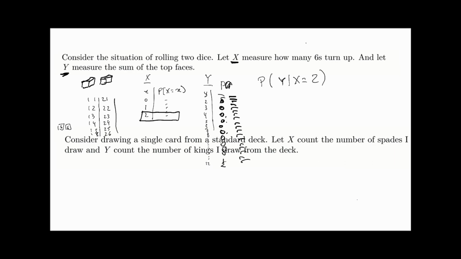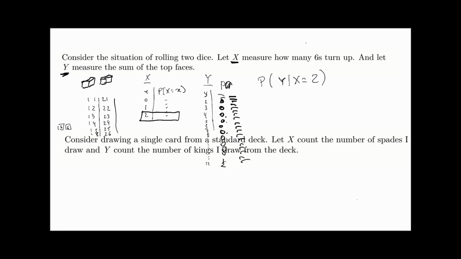Consider drawing a single card from a standard deck. So x counts the number of spades I draw. So I will draw just one card. So x is the number of spades. And y is the count of the number of kings I draw from the deck. So what do you think? X and y, are they independent?